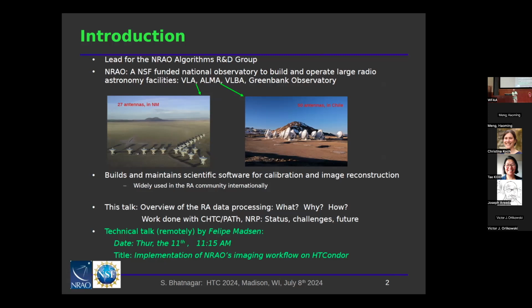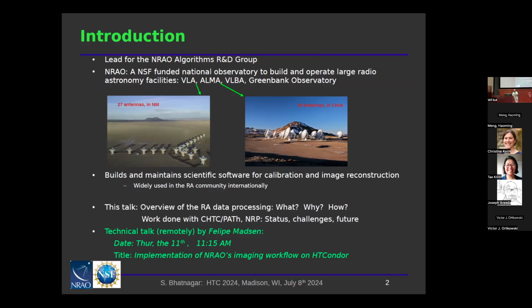So what is NRAO? It's an NSF-funded national observatory. The mandate is to build large radio telescopes for the community, researchers in the US and everywhere else. One of the two large observatories that we run is the Very Large Array in New Mexico, which is where I work. And then there is the ALMA facility in Chile, which is also run by NRAO in collaboration with the EU and Japan. It's a big component in EHT. It makes EHT actually possible.